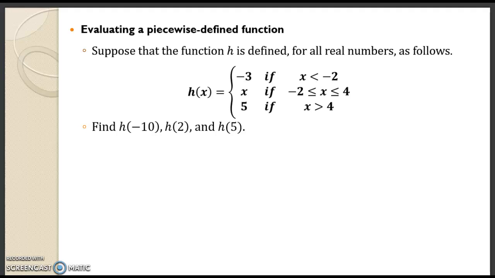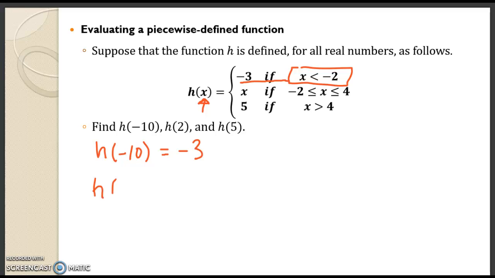So when it says to find h of -10, well, -10 is an x value. That is an input. We're putting it into our function. And -10 happens to be within this domain. So we use this part of the function, and there's actually no function to put the value into, so it's just -3.